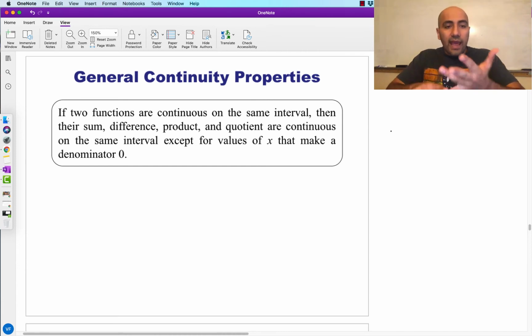Other than that, we can add two functions, subtract them, and multiply them. And as long as we started out with two functions that were continuous on an interval, we will continue to get a final result that continues to be continuous on that same interval.